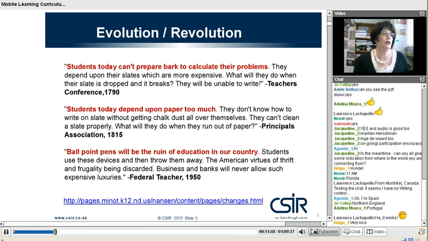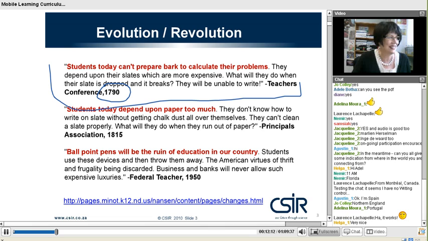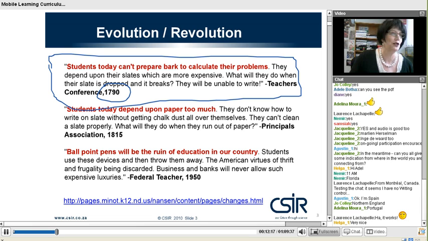If we look at the evolution or revolution of technology teaching aids, this goes back to the 1970s where students can't prepare Bach to calculate their problems. They depend on the slates, which are more expensive. It sounds like tablets. What will they do if their slate drops and it breaks? I've heard this exact argument in 2012 in a teaching conference. Students today depend too much on paper. Ballpoint pens will ruin education of the country.